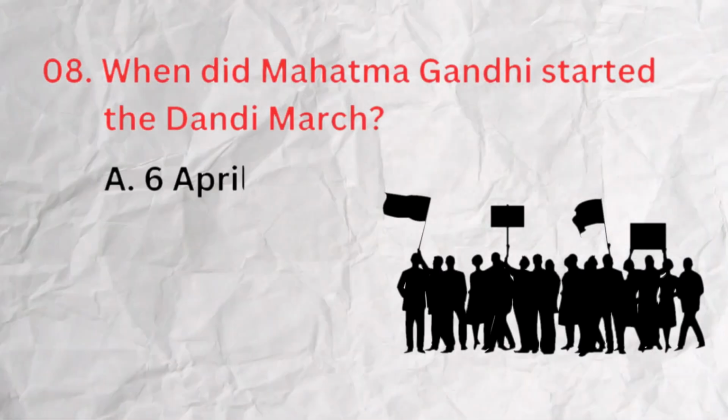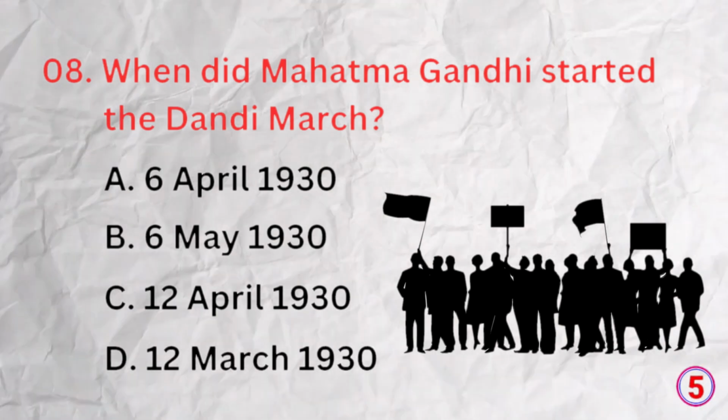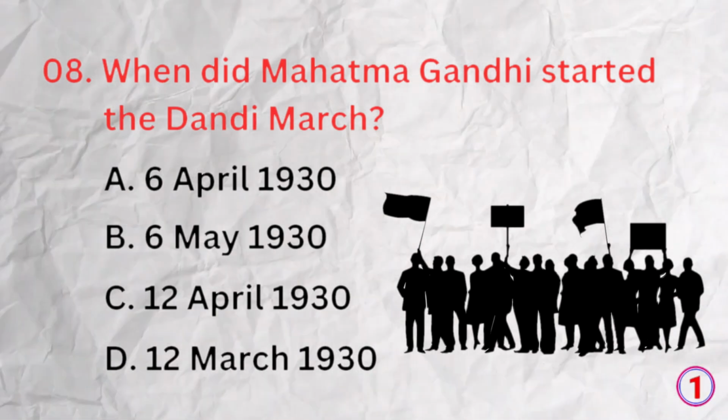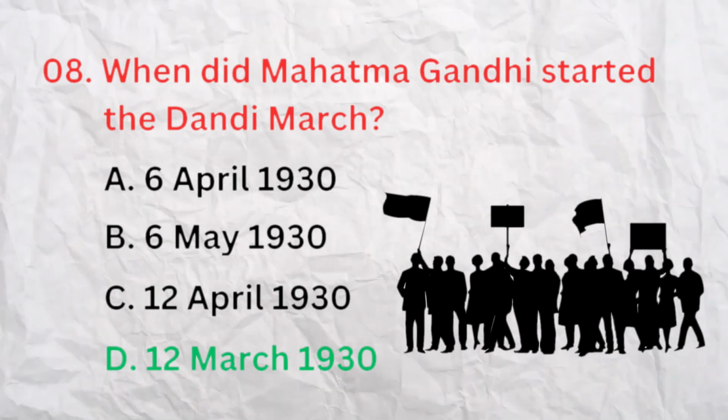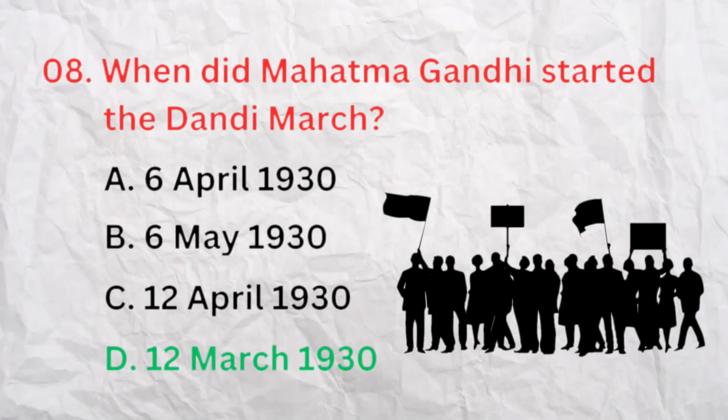When did Mahatma Gandhi start the Dandi March? The correct answer is option D, 12th March 1930.